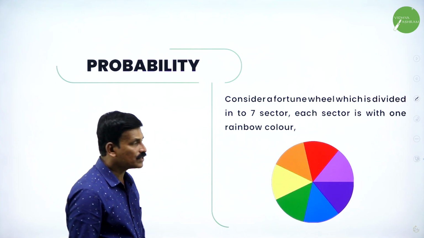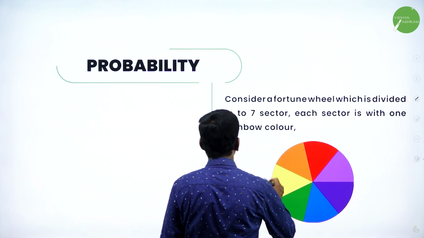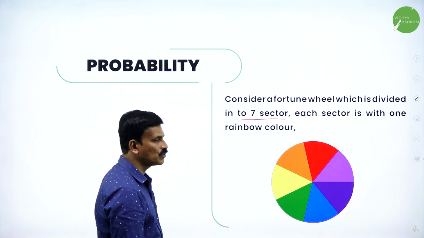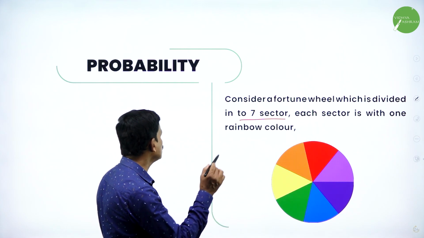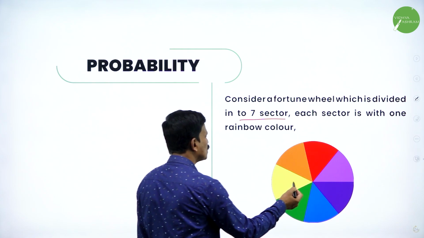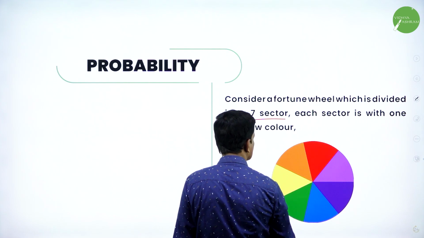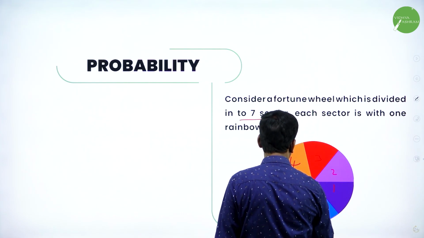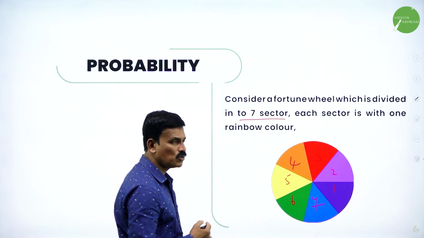Consider an example for this. Consider a fortune wheel which is divided into 7 sectors, each sector with one of the rainbow colors. So 7 colors are there: 1, 2, 3, 4, 5, 6 and 7 colors. That is, the rainbow colors.